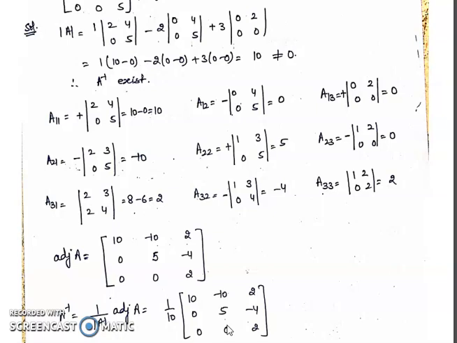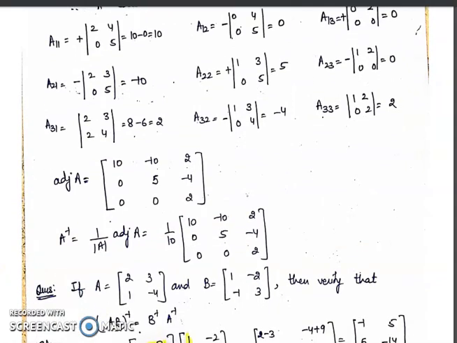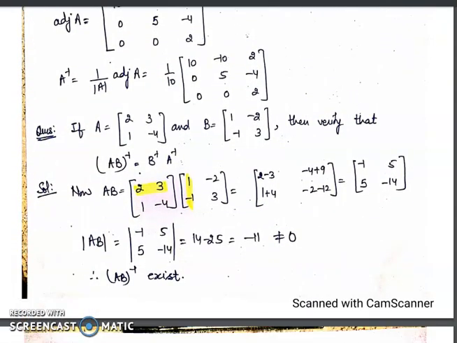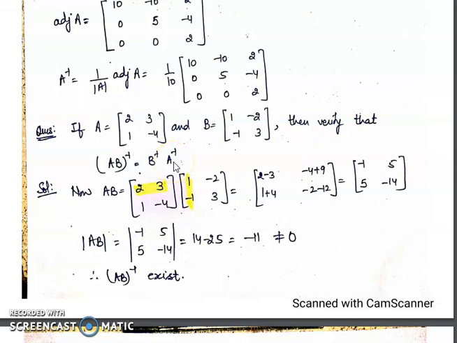Clear? So do maximum practice of finding the inverse by determinant. Now come to the exercise again. Here the question is, if matrix A and matrix B are given to you, then you have to verify that the inverse of the product AB is equal to B inverse A inverse. Remember, in the last video I gave you this result. Now we have to verify this result.